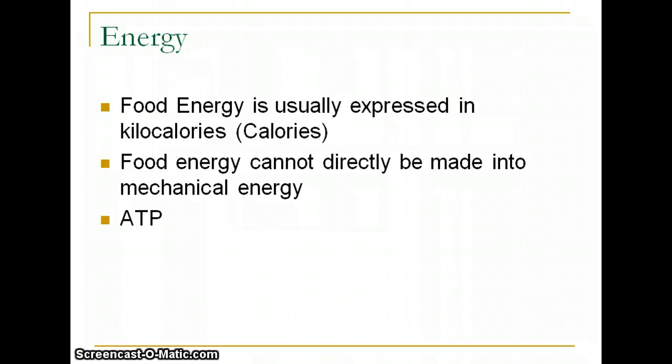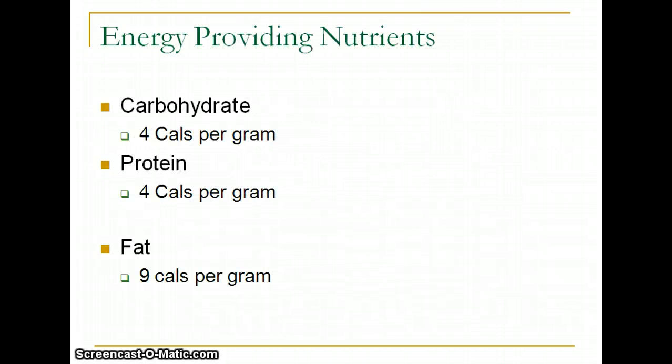Okay, so what do these foods provide us with? They provide us with energy. So we usually express energy in calories or kilocalories. Food energy cannot be made directly into mechanical energy. You eat a hamburger, it doesn't just go straight to your muscles and allow you to walk around. There's a substance called adenosine triphosphate, or ATP for short. Just remember ATP. And all food energy is made into ATP. ATP is the universal energy carrier for all living things, all plants, animals, insects, everything, right? ATP, remember that.